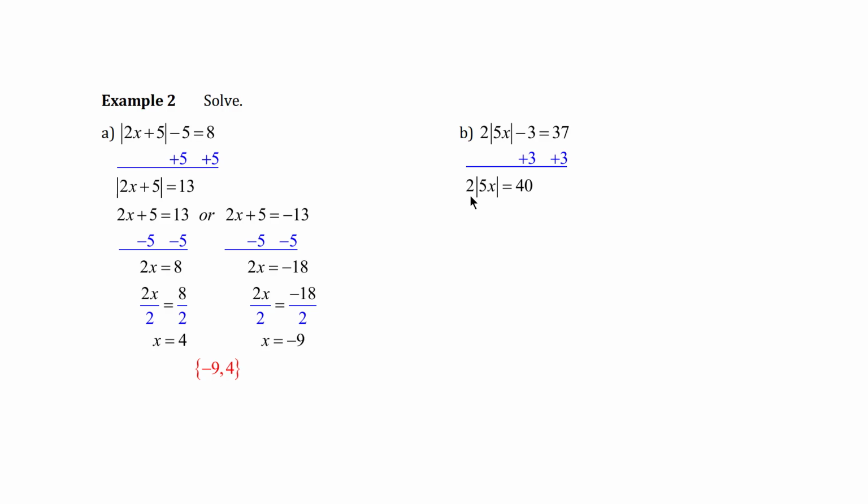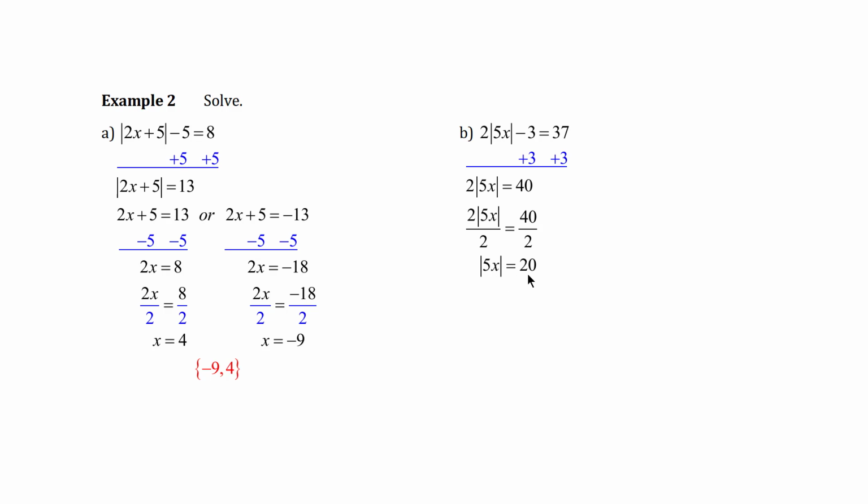Next, we need to get rid of the 2 multiplying the absolute value. To get rid of the 2, we just divide both sides by 2. So we have 2 times the absolute value of 5x divided by 2 equals 40 divided by 2. Simplifying the left-hand side, the 2 on top cancels out with the 2 on bottom, and we bring down the absolute value of 5x. On the right-hand side, 40 divided by 2 gives us 20. The result is the absolute value of 5x equals 20.